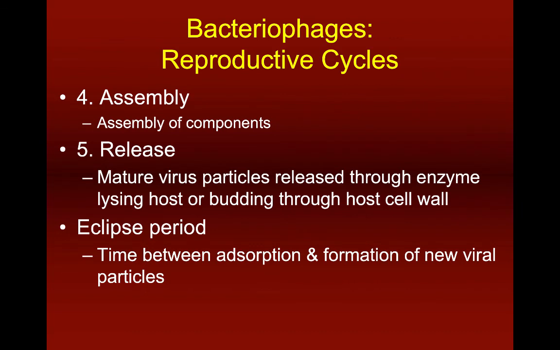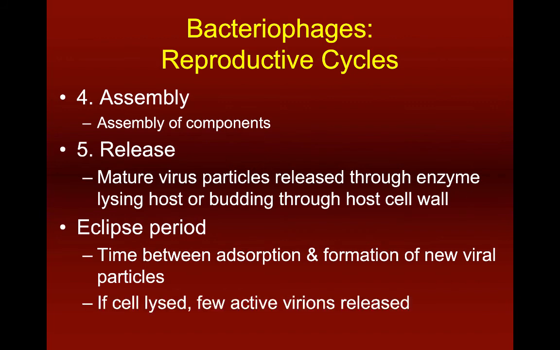The eclipse period is the time between the attachment phase and the formation of the new viral particle. So basically steps 1 through 3 is the eclipse period. During that time, if the host cell is destroyed, not a whole lot happens as far as the virus is concerned because it hasn't been assembled yet. So it's just sort of cutting off the cycle halfway through a step.